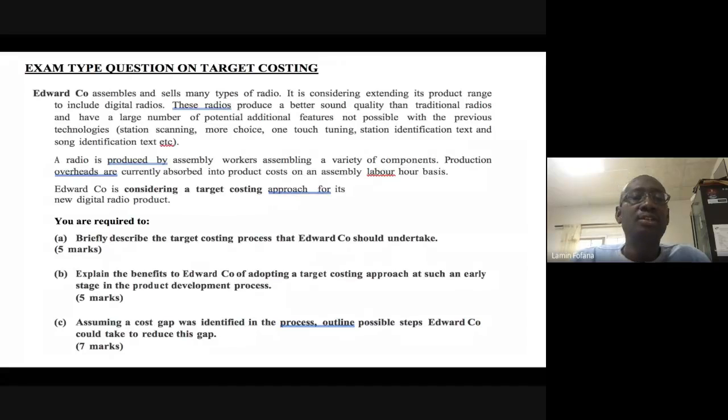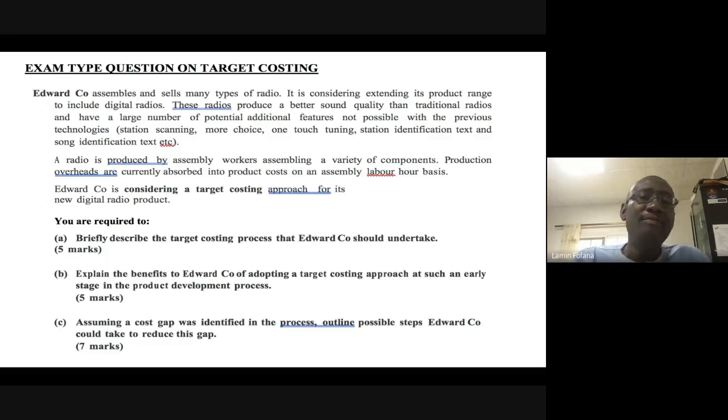Okay, you say the first stage will be what? To do market research. If you stop at saying do market research, you have not earned anything. So if you say stage one, do market research, you have to explain how you do market research. Edwards Company Limited can do market research by contacting companies that are into digital radio. They can ask about their processes, their prices, the technology they are using, and so on and so forth. So you explain all that.